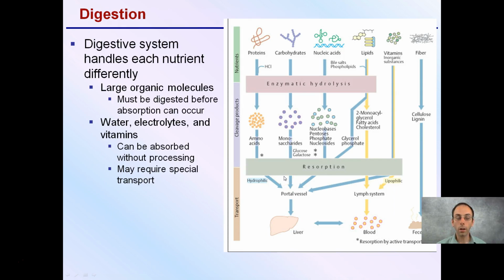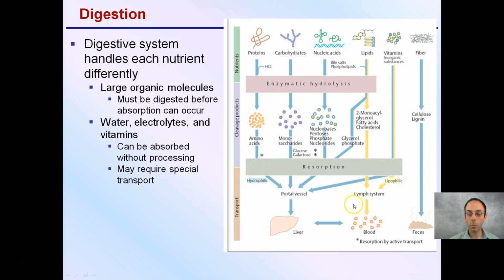Digestion handles each nutrient differently. So there's not just one pathway we can run all nutrients through. We have enzymatic hydrolysis, again, taking our more complex molecules and breaking them down. We see proteins into amino acids, carbohydrates into monosaccharides, nucleic acid into nucleic bases, lipids ultimately into fatty acids. They can be reabsorbed, and we see the liver playing a very important role here. We have the lymphatic system here with blood, fiber, and cellulose being broken down into feces.